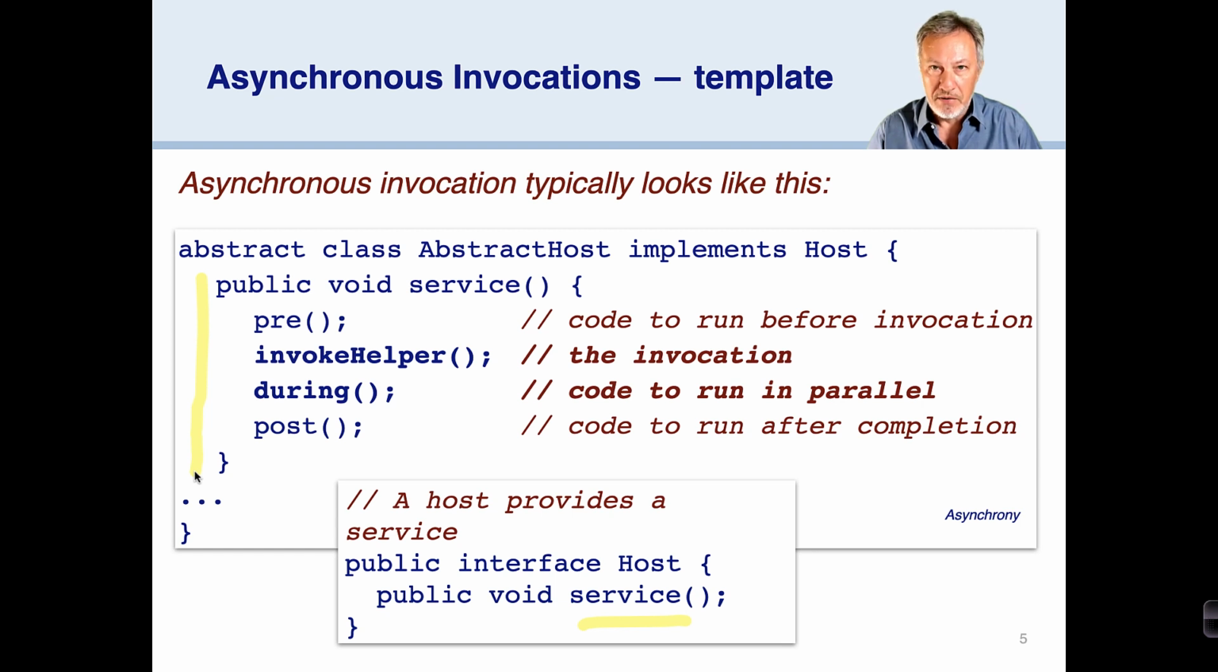And an abstract host has a service method, and the service method consists of four different parts. First, there's some code, pre-code, that is run before the actual invocation. Then there's a point where you call a helper. And while the helper is running, there's perhaps some code that the host wants to run in parallel. And finally, there's some post code. This is what's run after completion of the helper code.